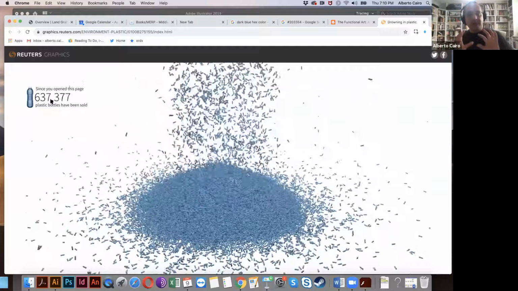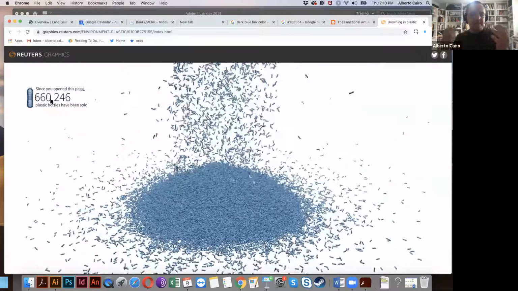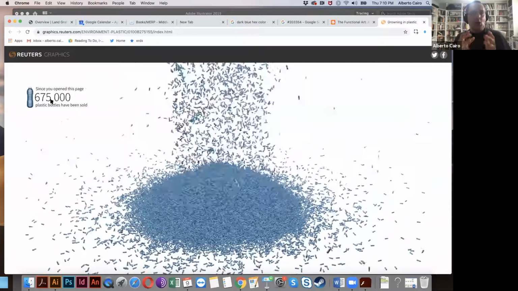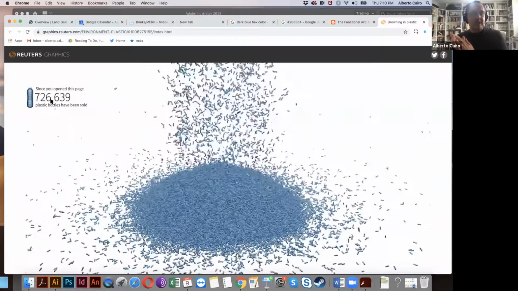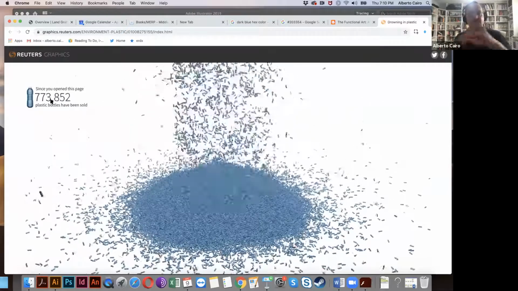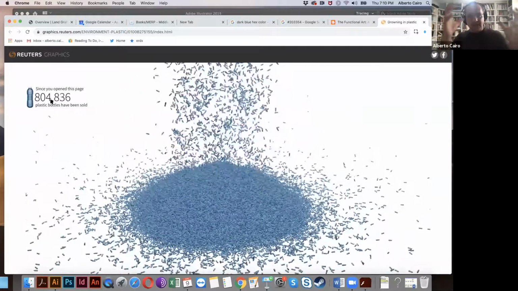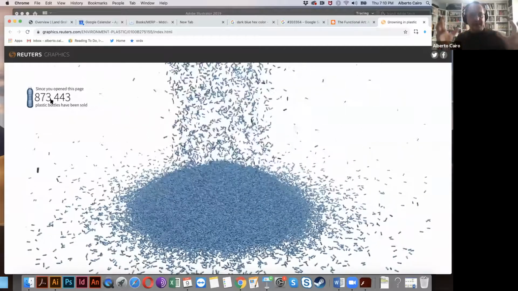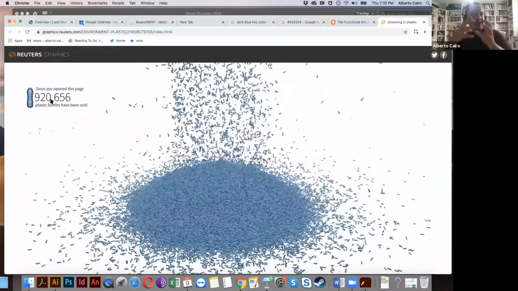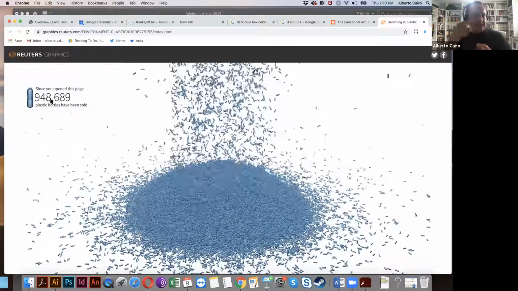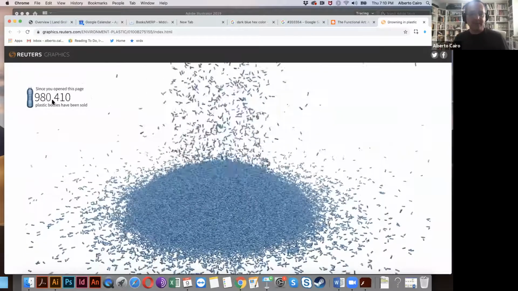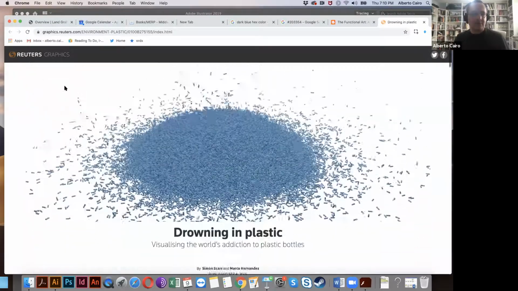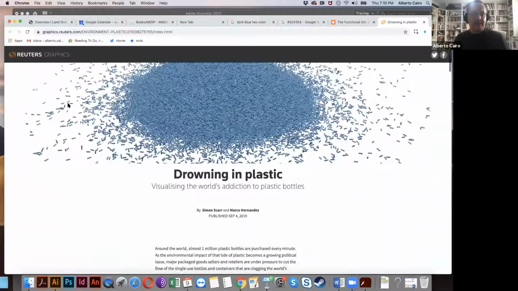So when you combine this approach, the punch in the gut visualization, with the traditional graphics that we have, you have the best of both worlds. You begin with the shocking, eye-catching, powerful visualization that gives you an idea of scope. And then you go to the analytical part of the story, in which you use line charts and bar graphs and so on and so forth. Oh, there you go. It's 1 million bottles every minute.